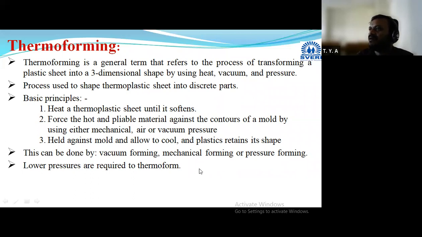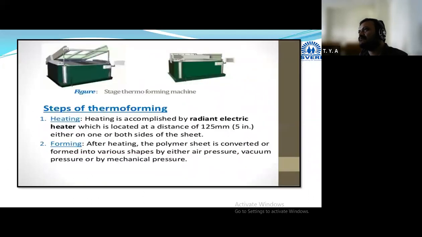Now, initially, I will explain the working principle of this thermoforming process. Initially, it requires two steps only. First is the heating, and the second stage is the forming. Forming is nothing but application of pressure. Or in short, you can say that it consists of only two steps: one is heating and one is pressing.